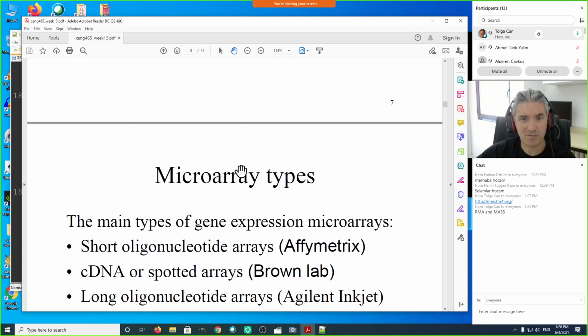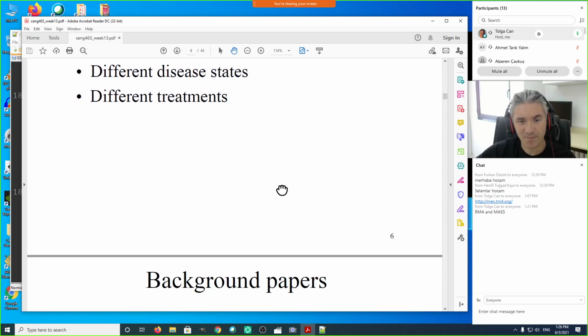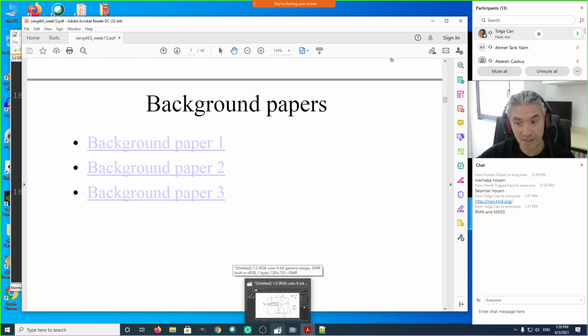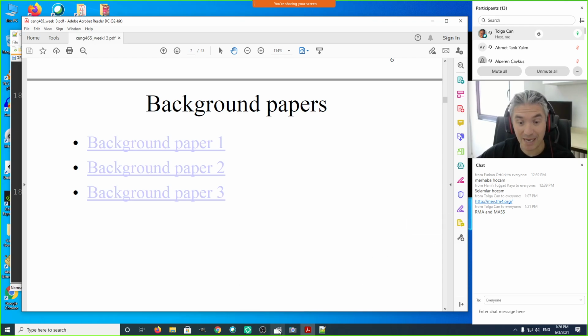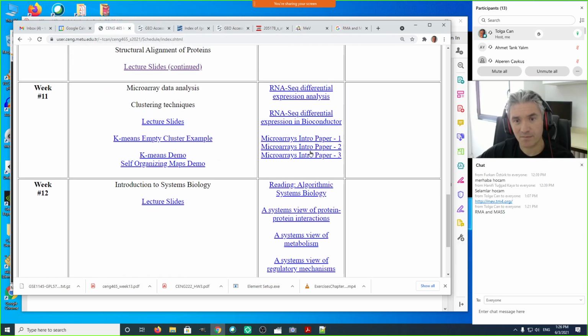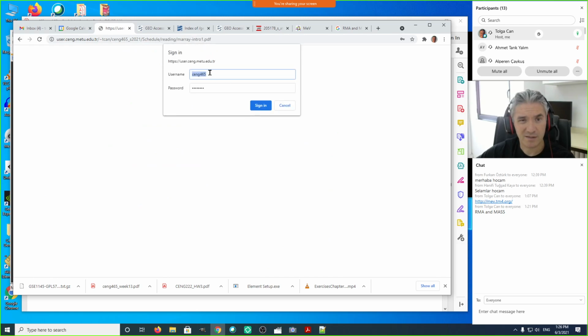So it's about the technology. There are some papers if you're interested in learning more about the background of microarray data and how it's processed. If you want to learn more about RMA and MAS5, for example, on the course website I have a microarray introductory paper, and I've shared the username and password with you at the beginning of the semester.